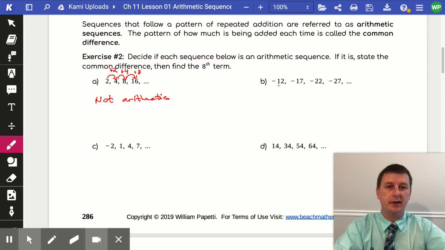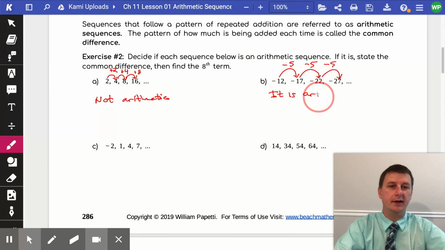Now, in part B, we have negative numbers. These negative numbers are decreasing. They're getting smaller and smaller. Okay, so let's see if we're adding the same amount every time. So what would we add to negative 12 to get negative 17? And you would add a negative 5, or you would subtract 5. Either one is acceptable. Now, let's see. Do we subtract 5 more to get negative 22? And your answer is yes. And finally, do you subtract 5 more to get negative 27? And your answer is yes. So this is an arithmetic sequence.